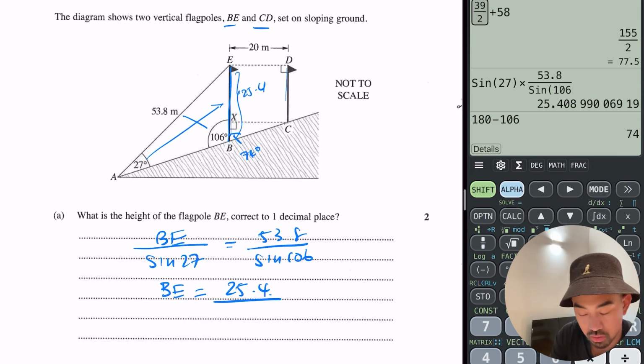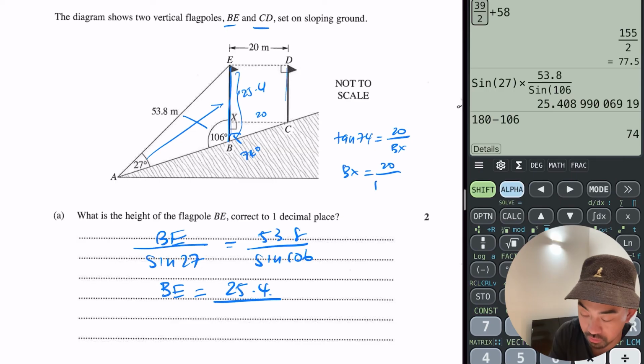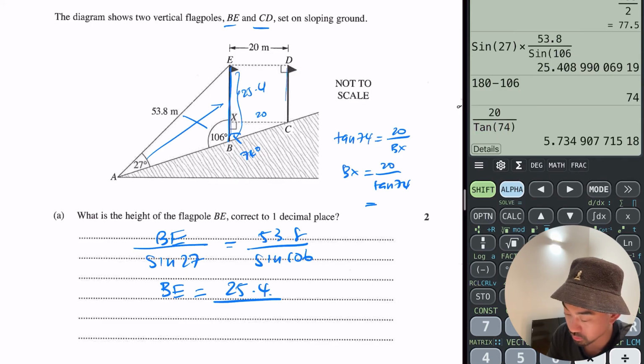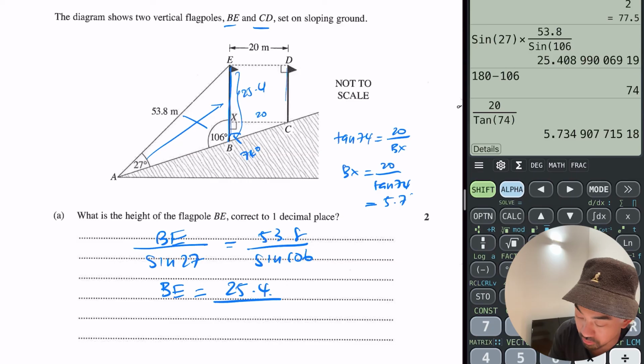And this is 20. So it's going to be tan 74 degrees is equal to 20 over BX. So BX is equal to 20 over tan 74. So that's 5.73.